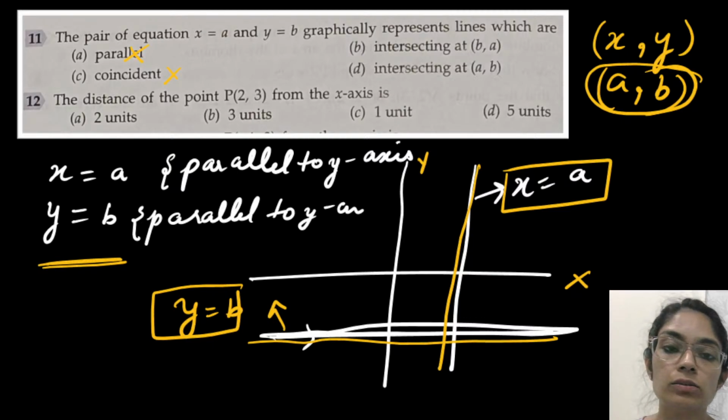Option A is not correct. Why is option A not correct? Option A says parallel lines. These lines are not parallel. These lines are intersecting lines.